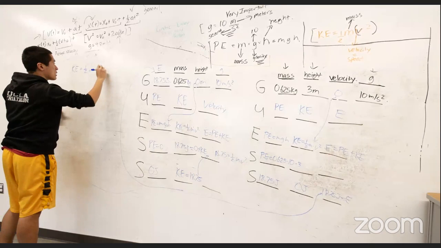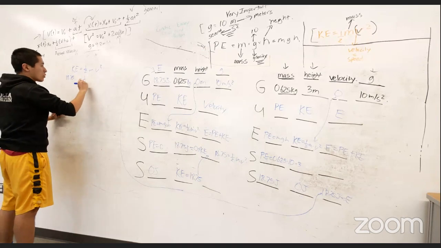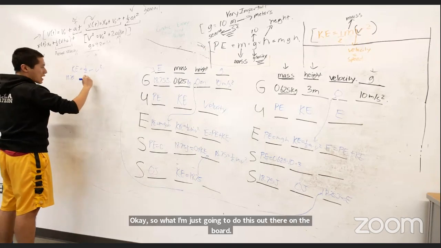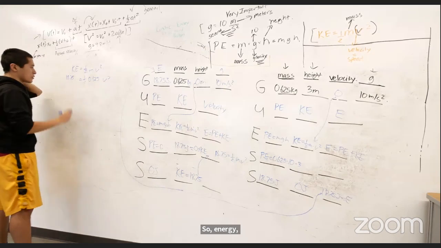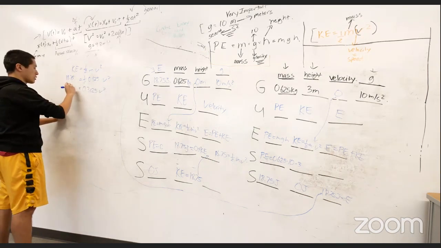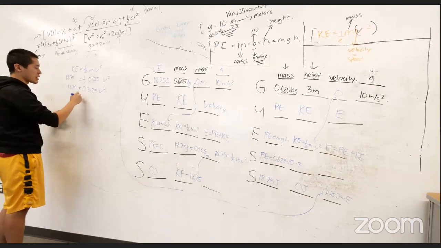Jose has a really good explanation for this. What Jose realizes is that our total energy is 18.75, and he knows that our mass is 0.625. We don't know our velocity. So Jose said, okay, I'm going to multiply these together: 1/2 times 0.625 is 0.3125. And then he just divided both sides by 0.3125.